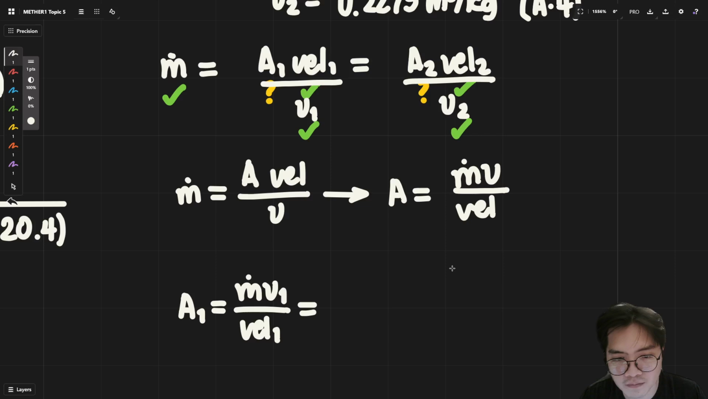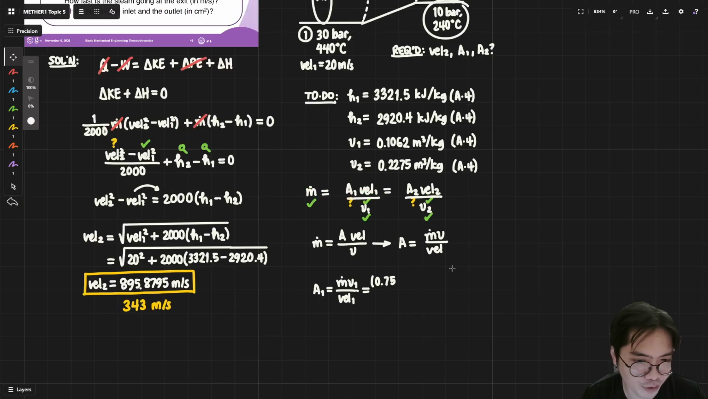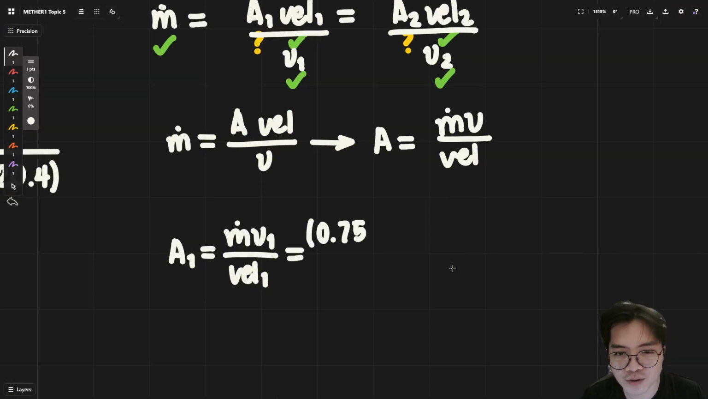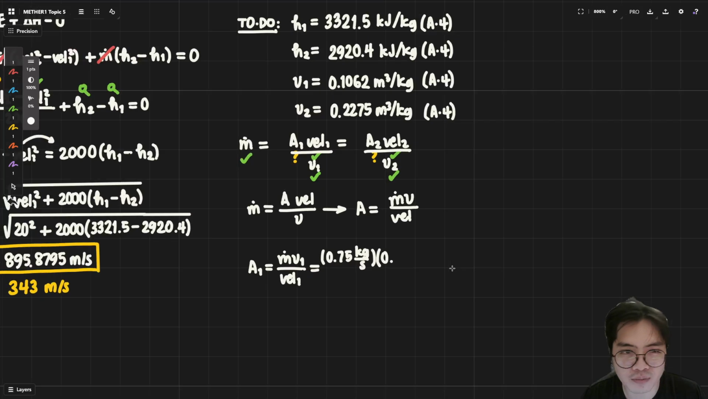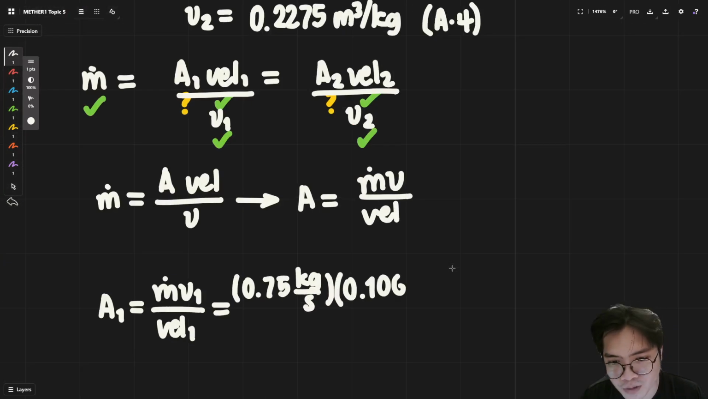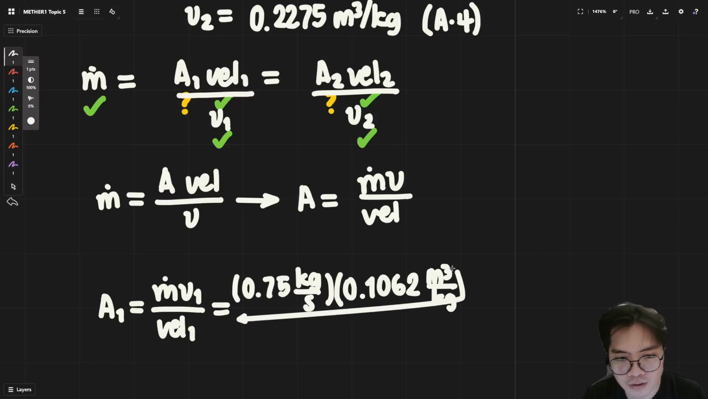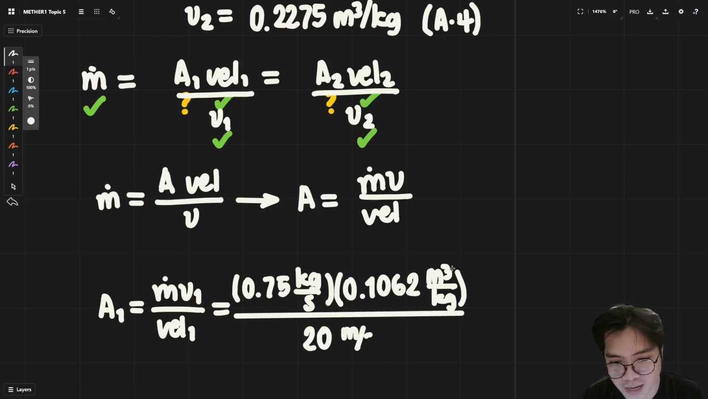In this case, we will have 0.75, that was 0.297, from earlier. 0.75 kilograms per second times your v1, which is 0.1062 meter cube per kilogram, divided by your velocity, which is 20 meters per second. Cancel, cancel. You'll have meter cube per second, and then there's a meter per second. So cancel, cancel. You will be left with meters squared.